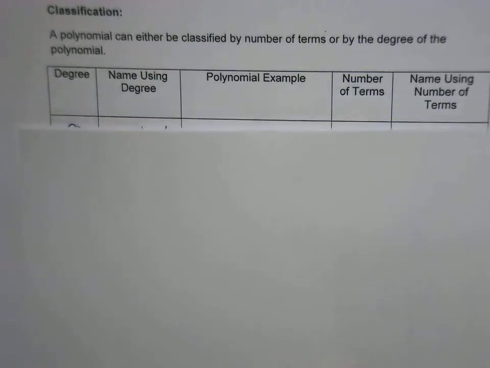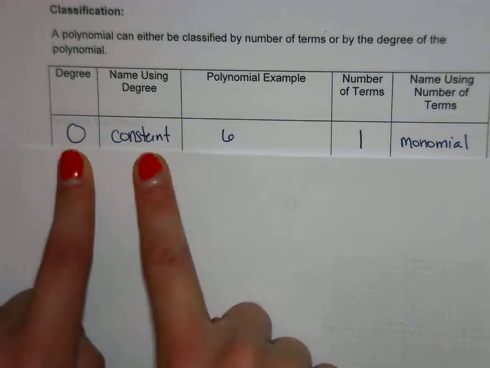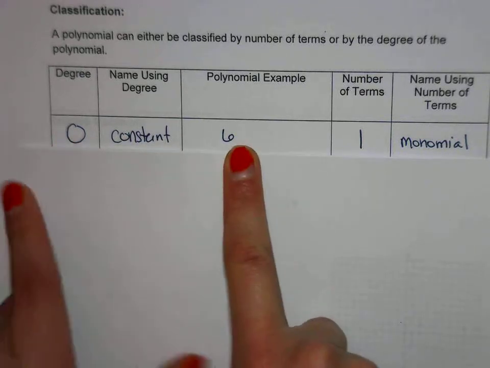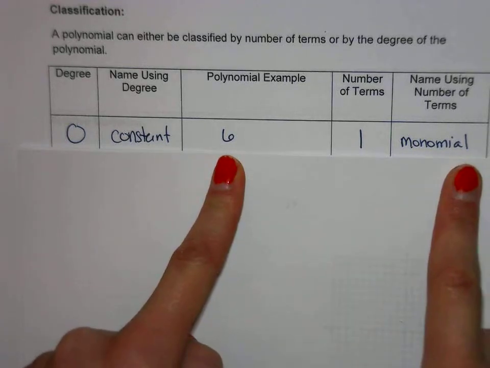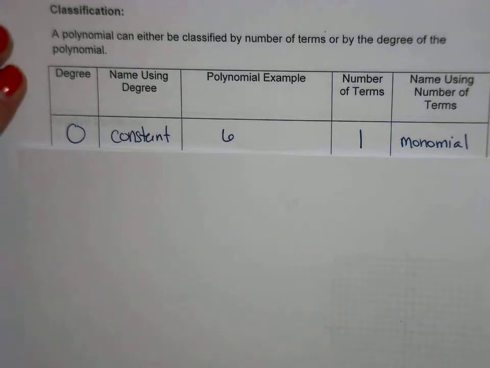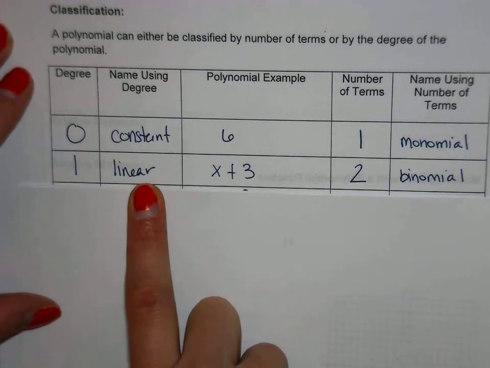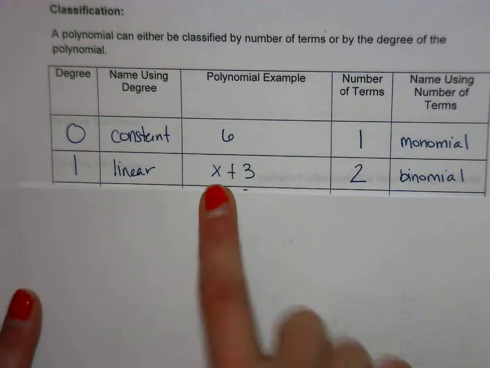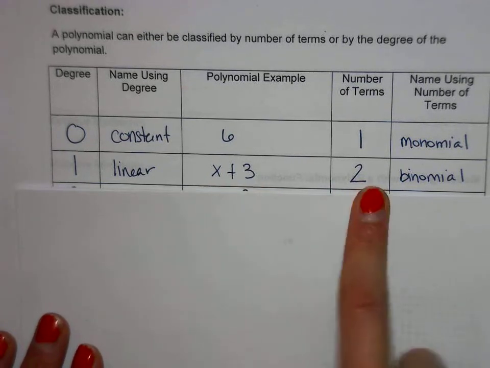If we have a degree of 0, it's considered a constant. So an example would be 6. This has one term, so we can call it a monomial. If we have a degree of 1, it's called a linear. So an example would be x plus 3. Here's our linear term. Here we have 2 terms, so it's a binomial.